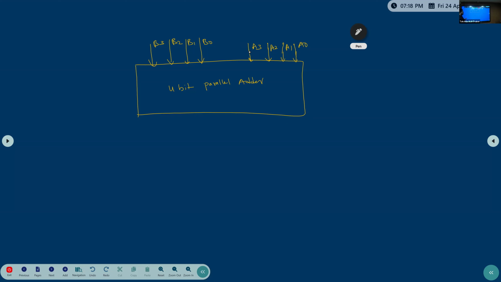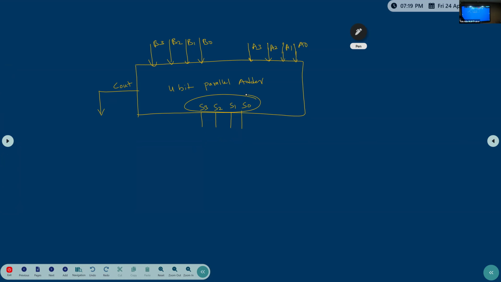Now from this, what will we get? We will get sum and carry. Inside, carries will be there, and finally we will get only one carry. This is the one final carry, C out. And how many sums will we get? 4 sums: S0, S1, S2, S3. These are the four outputs we are getting.